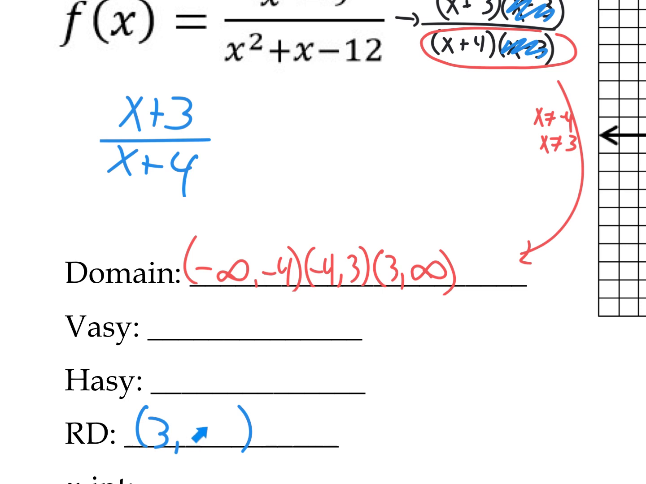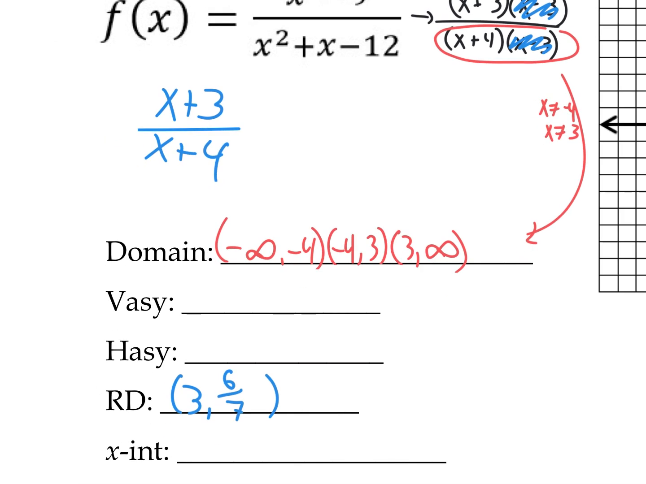If I want to figure out that y value, I can plug in 3 to this function. I couldn't have done it over here because I'd get 0 over 0. But after we've removed those factors, now we can. Let's see, 3 plus 3, 6. And then 3 plus 4 is 7. This would be 6/7. That does not reduce. Cool, I've got my removable discontinuity.